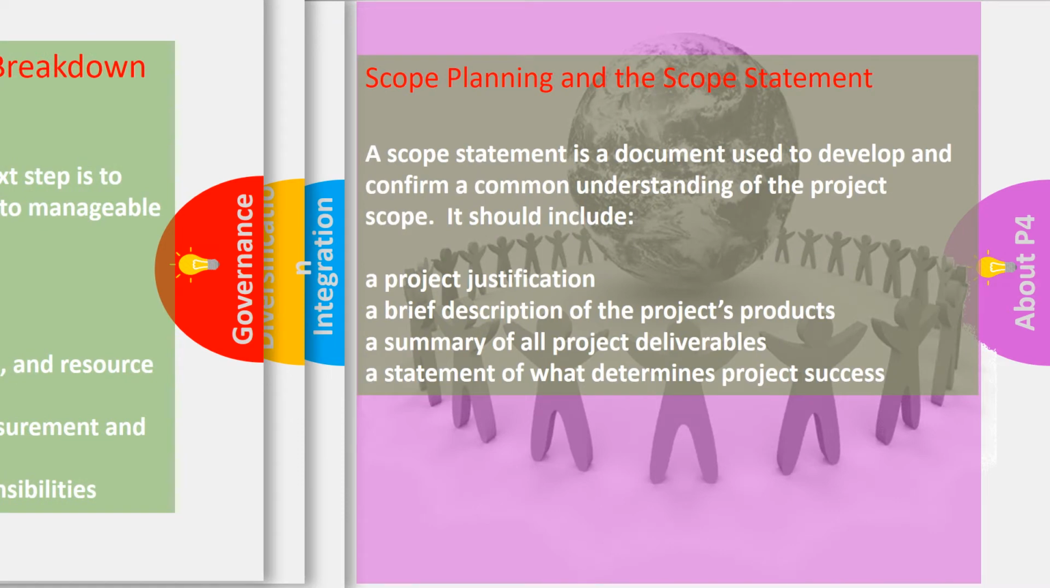Scope planning and the scope statement. A scope statement is a document used to develop and confirm a common understanding of the project scope. It should include justification, a brief description of the project's products, a summary of the project's deliverables, and a statement of what determines project success. What exactly are you trying to do, and to what boundaries are you working? This is absolutely key, because it will affect your complete work breakdown structure, and that will in turn affect your costs.